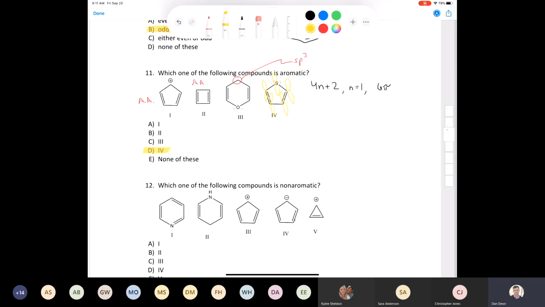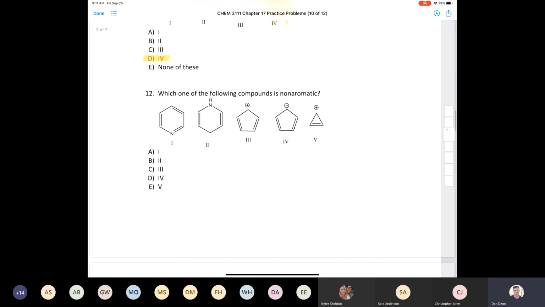The next one says, which one of these compounds is non-aromatic? Well, again, in the interest of time, I'll go over this one quickly. But the first one is pyridine, and pyridine is definitely an aromatic compound, and we went over that in detail as to why that is. The cyclopentadienyl cation, number 3, that is anti-aromatic. It's one of the few anti-aromatic compounds. I just covered that. Number 4 is the cyclopentadienyl anion, right?